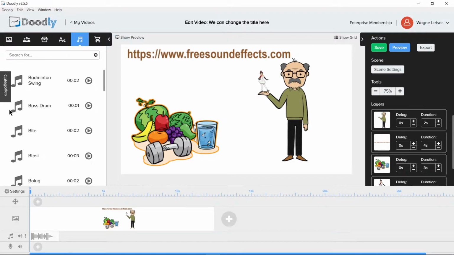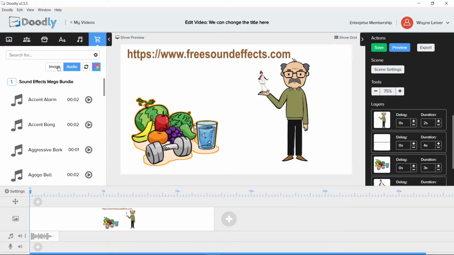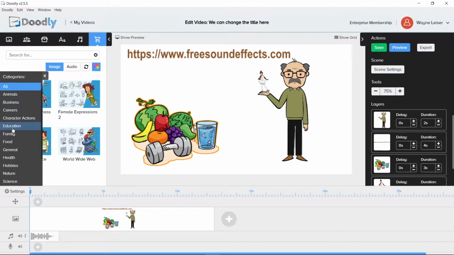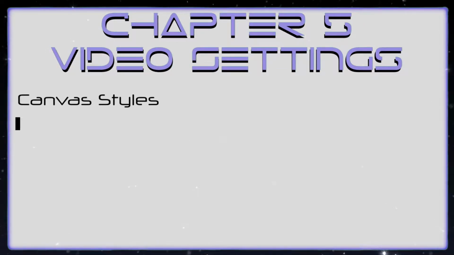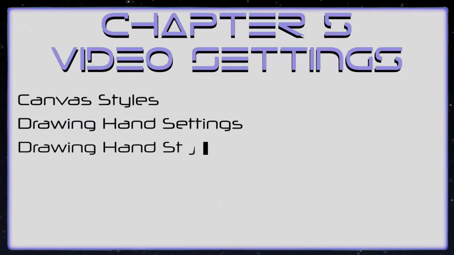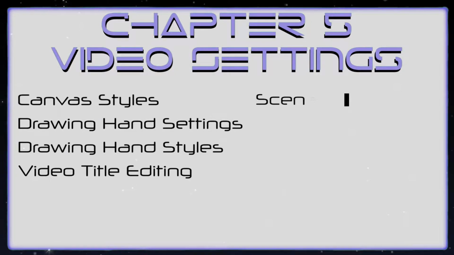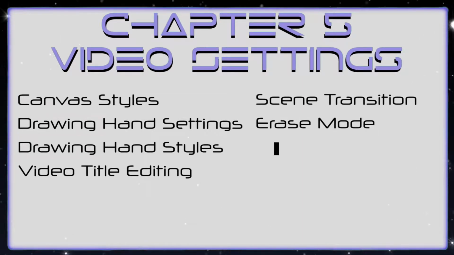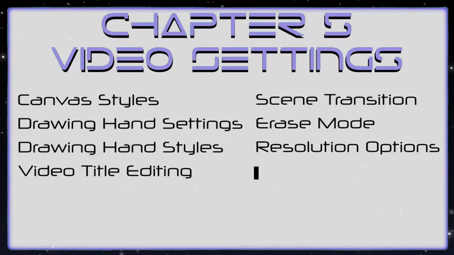Notice Fonts doesn't have a category, while audio does offer filtering such as sound effects, music, My Library, and All. It is important to note the images category in the marketplace also scrolls past what you can see displayed on the screen. In Chapter 5, Video Settings, we will learn about canvas styles, drawing hand settings, drawing hand styles, video title editing, scene transition, erase mode, resolution options, and the rainbow add-on.